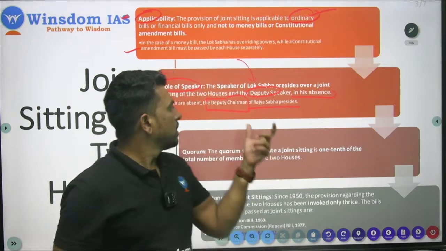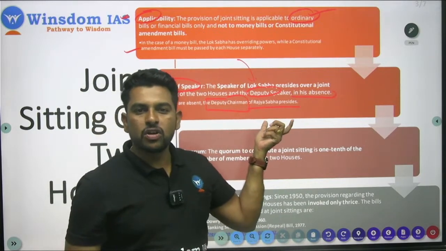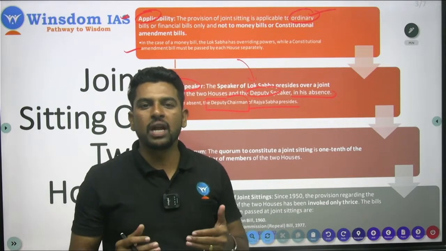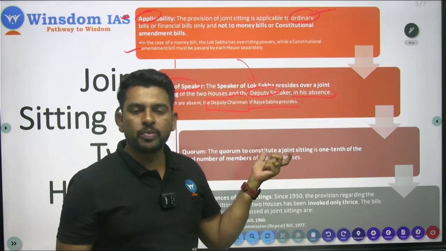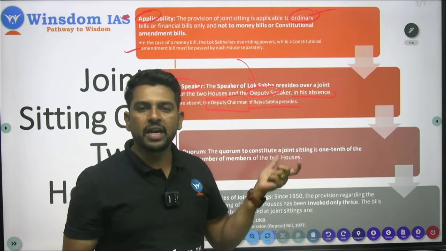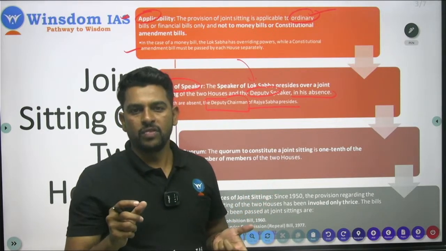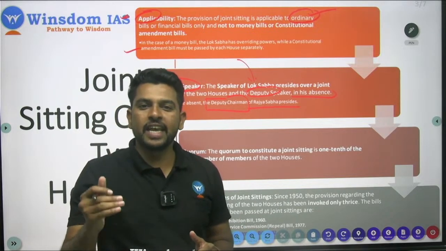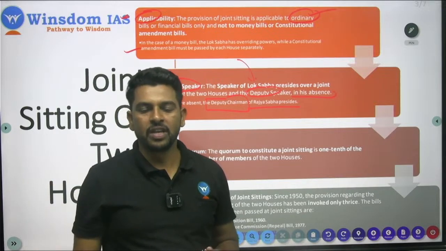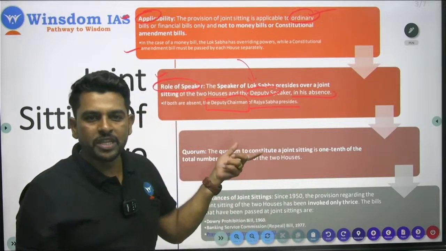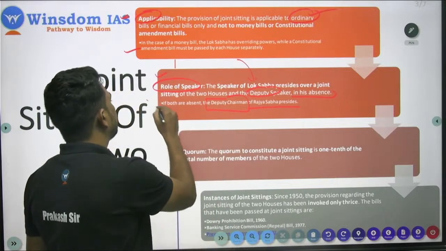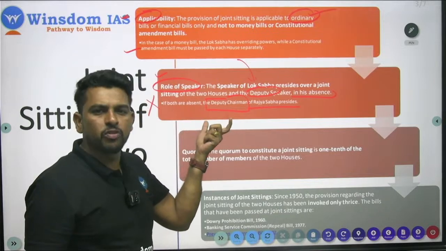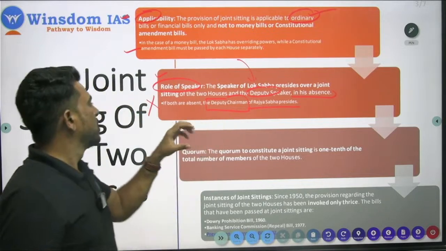Here, the Chairperson of the Rajya Sabha is not mentioned because we are well aware that the Chairperson of the Rajya Sabha is the ex officio Vice President, or the Vice President is the ex officio Chairperson of the Rajya Sabha. So remember that he is the Vice President, that is why he cannot preside over the joint sitting. This fact is very important and also very confusing, so I tried to solve your doubt.